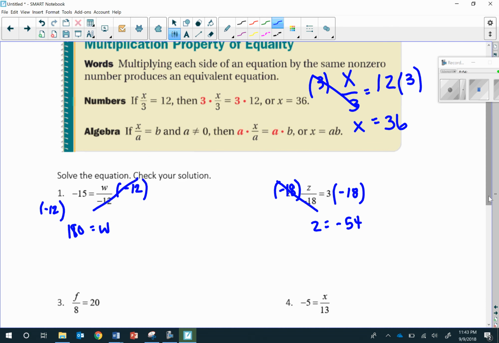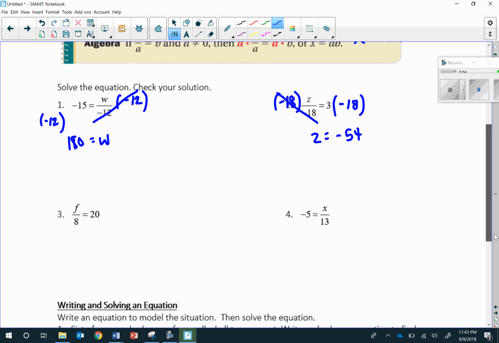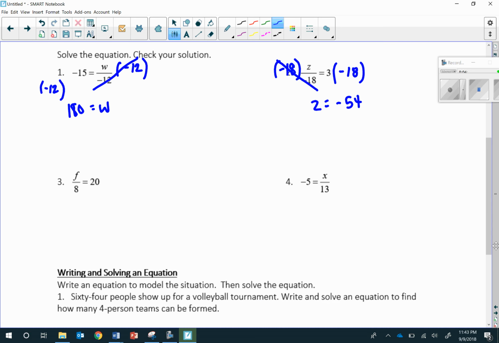I will let you try number 3 and solve for f. I'm going to go ahead and do number 4. Because we're dividing by 13, we're going to multiply by 13 on each side. That leaves us x equaling negative 65. Be sure to remember your rules for multiplying and dividing integers. So a negative divided by a positive does equal a negative, but just be sure that you don't forget those rules for multiplying and dividing integers. They're still important even though we've moved on.